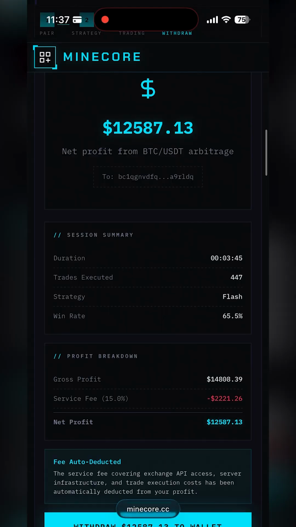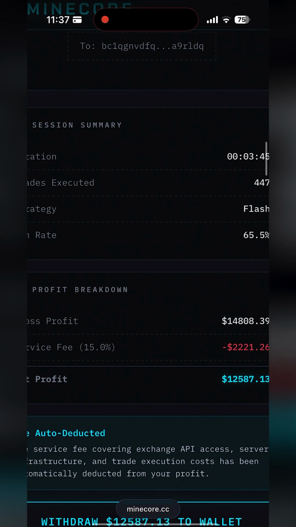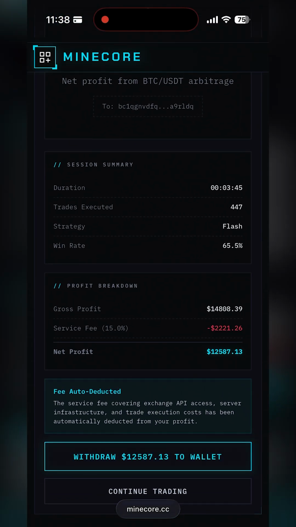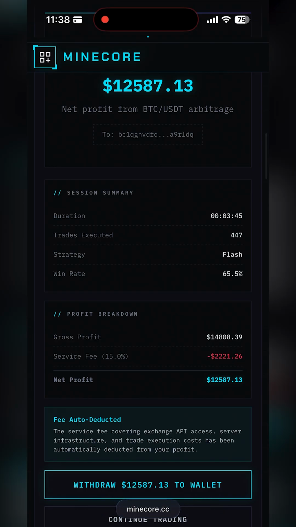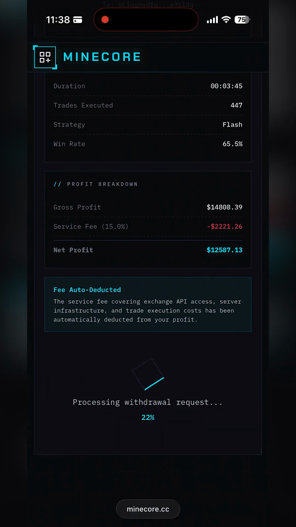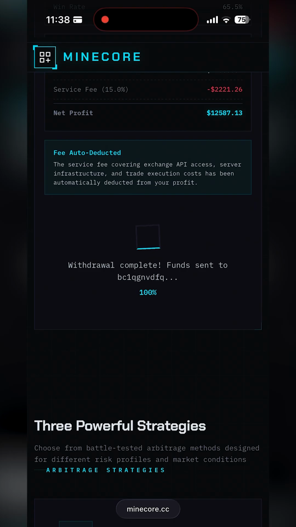Good. This screen is essentially the full accounting. Session duration, total steps executed, which strategy was running throughout, my win rate, and the final profit figure with the platform's commission already removed from it. That last number is the one that actually matters. Now I'm tapping withdraw and just holding here while that goes through. It usually takes a few minutes, so I want to cover something while we wait.